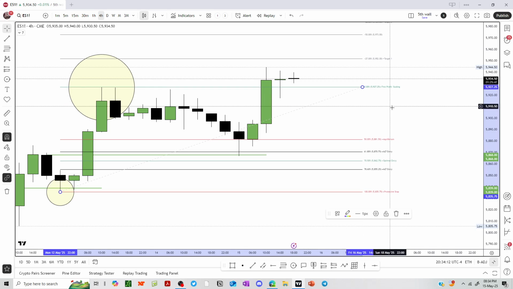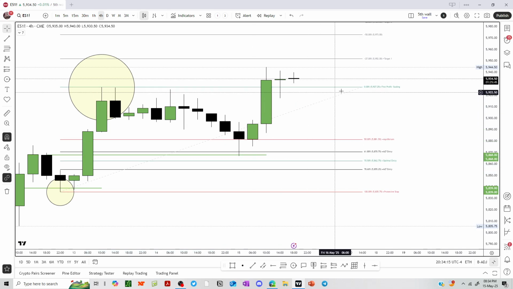I eyeball almost everything. So I know that's off by a quarter of a tick, because the high here is 59.27, but that's marginal. That's an acceptable variance. To me, it's not statistically significant to fine tune it.